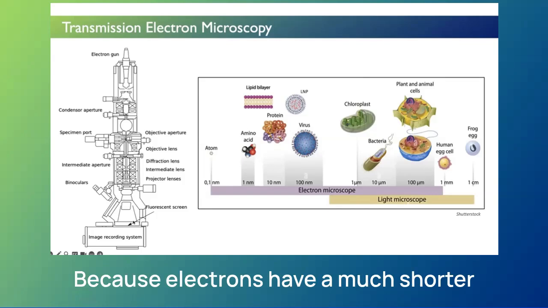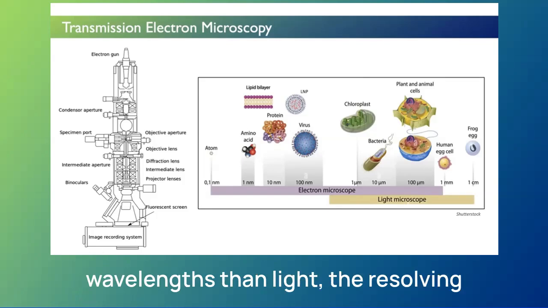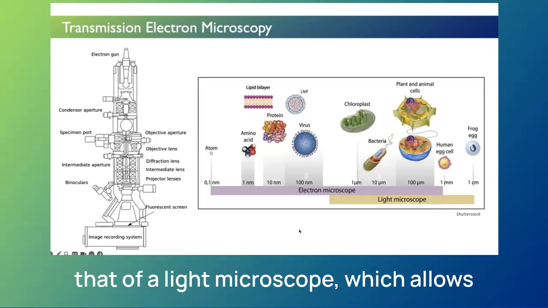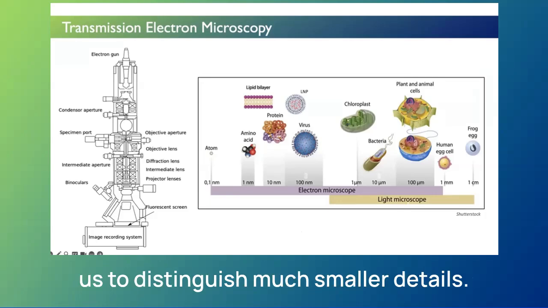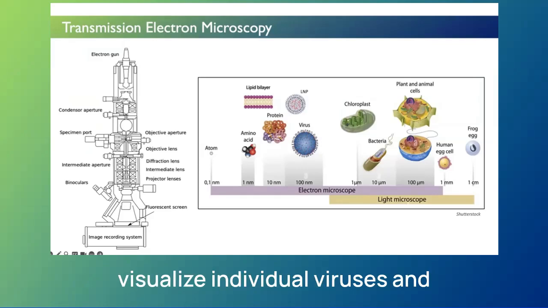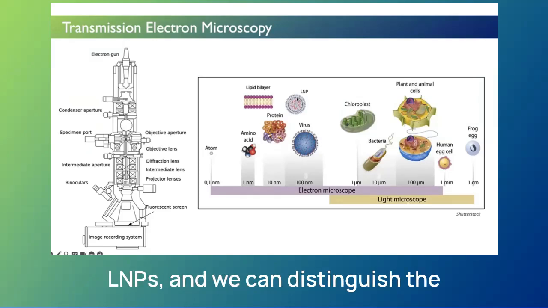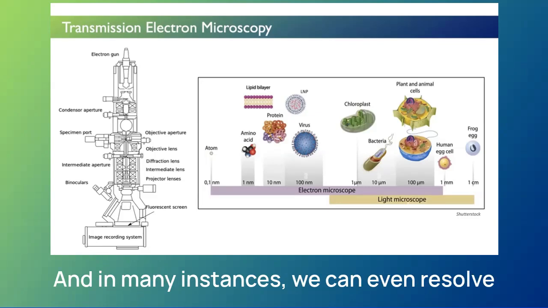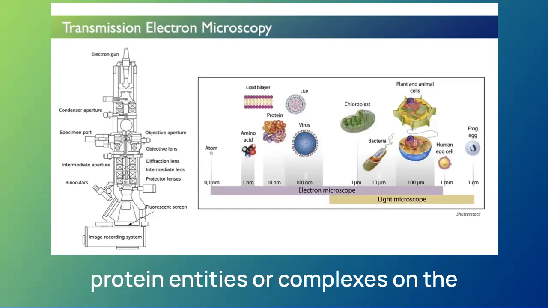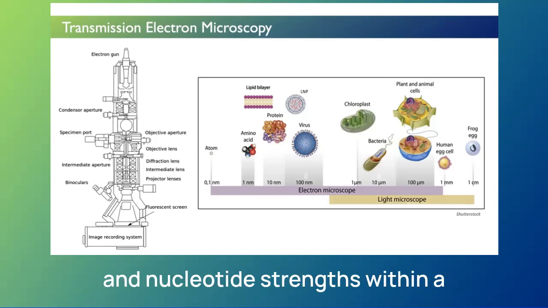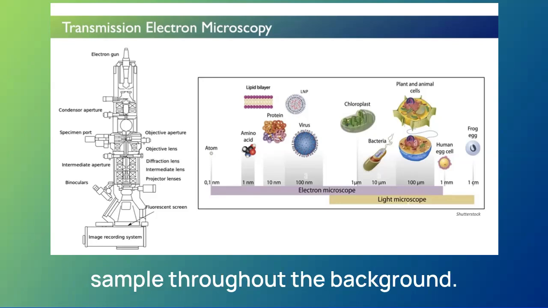Because electrons have a much shorter wavelength than light, the resolving power of a TEM is much greater than that of a light microscope, which allows us to distinguish much smaller details. For example, TEM allows us to visualize individual viruses and LNPs, and we can distinguish the double leaflet structure of a bilayer. And in many instances, we can even resolve protein entities or complexes on the surface of these viruses or LNPs, if present. We can also look at discrete proteins and nucleotide strands within a sample throughout the background.